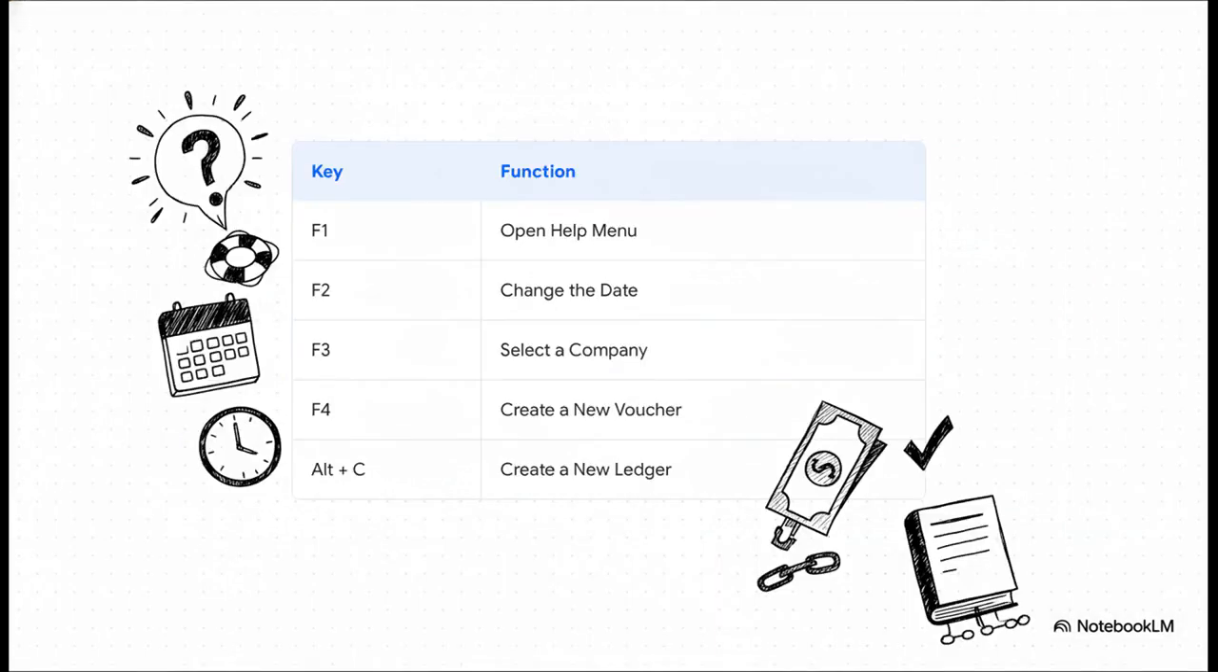So let's run through a few of the big ones. F1 is your best friend. That's the help menu. F2 lets you quickly change the date. F3 is for selecting a company. Now, F4 is one you'll use a lot. It creates a new voucher. And a voucher is just a record of any financial transaction, like a sale or a payment. Another key one is Alt+C, which lets you create a new ledger on the fly. Think of a ledger as a specific account, maybe for a customer or an expense type. Trust me, these are the ones you'll be using constantly, so they're absolutely worth memorizing.